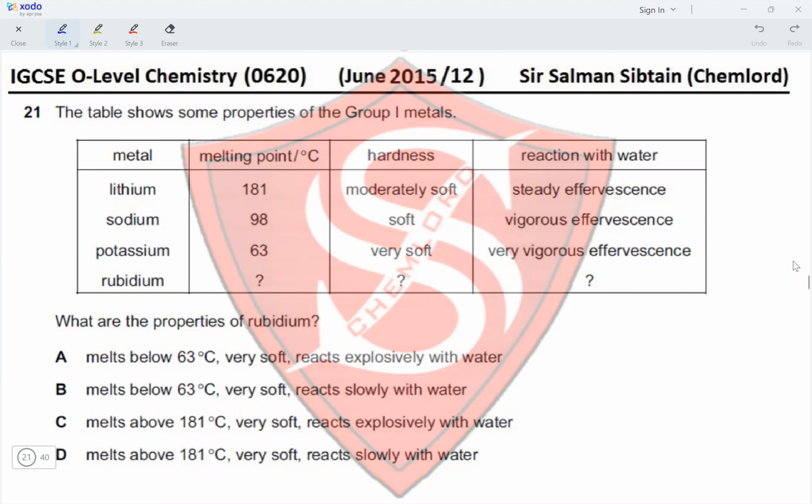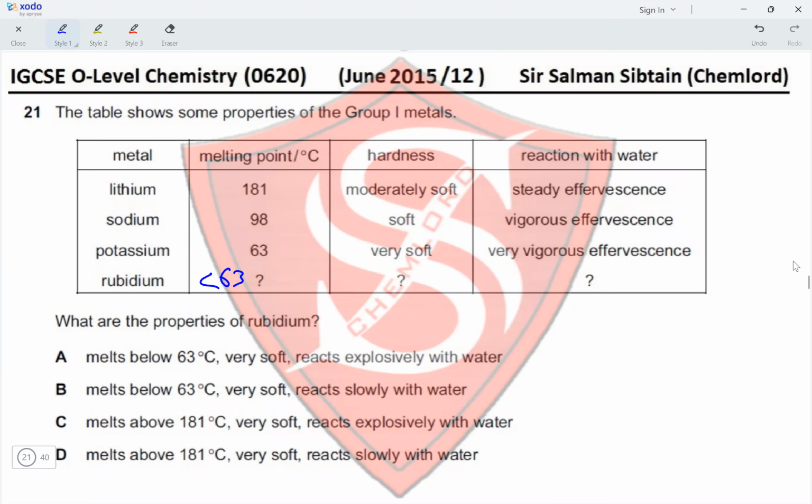The table shows some properties of group 1 metals. So these are metals going from top to bottom of group 1. And here we see the melting point is decreasing down the group. And they're asking the melting point of rubidium. So the melting point of rubidium would be lesser than 63.